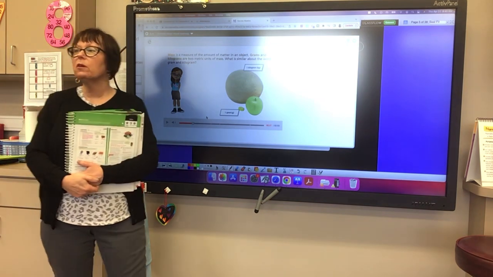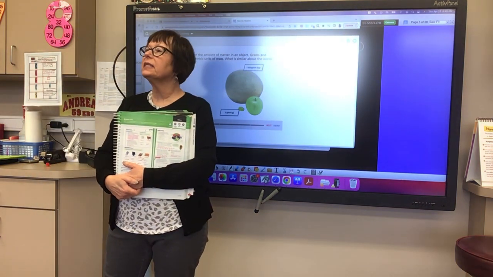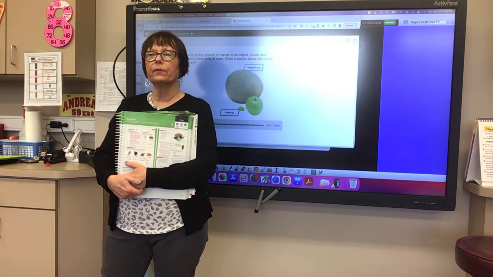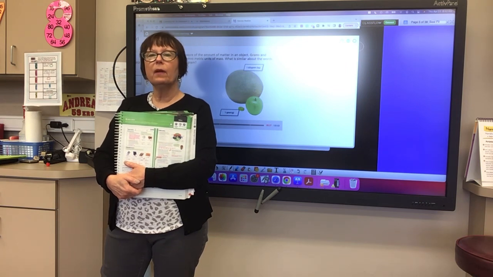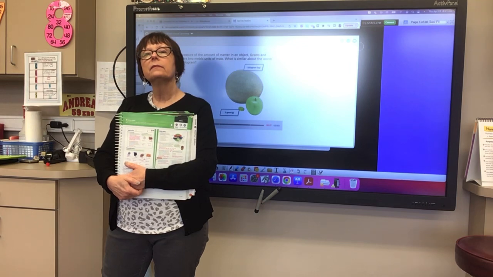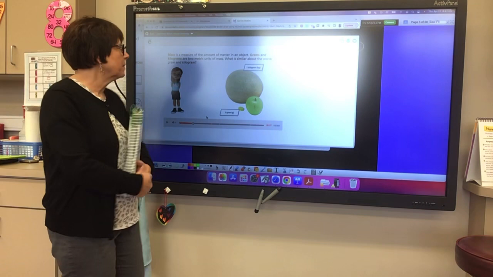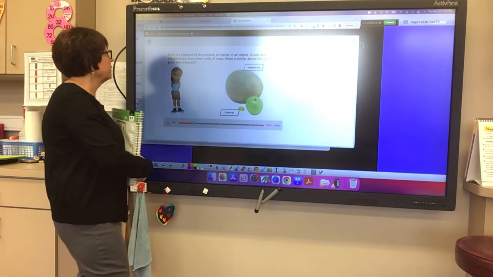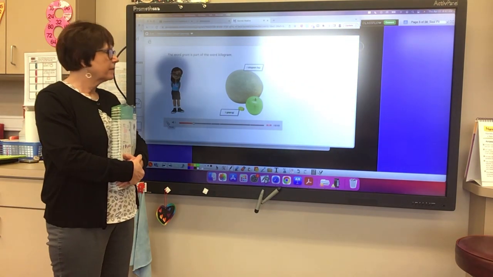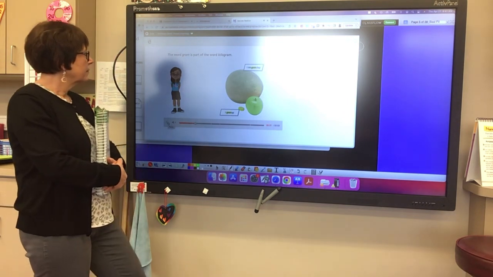So what is similar about those two words that you're noticing? What do you notice? Amelia? That kilogram has the word gram in it. Kilogram does have the word gram in it. That is what is similar about them. The word gram is part of the word kilogram.